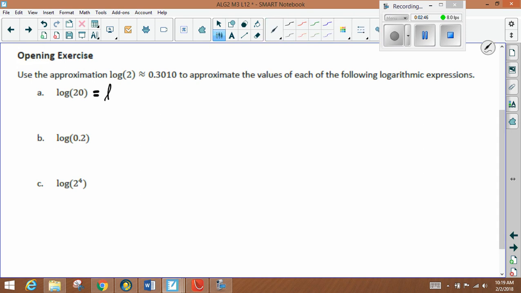So I can write log of 20 as log of 10 times 2, right? Fair enough? And then I can use that property that we just talked about, that if I have a product of two numbers, a product of 10 and 2, I can write that as the sum of two logs.